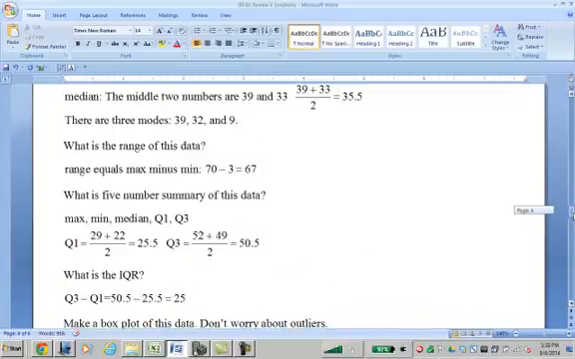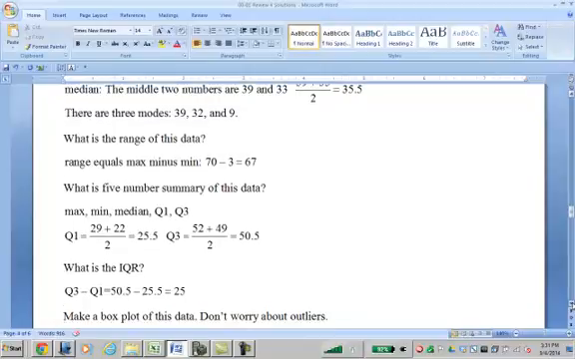What is the IQR? It's the interquartile range. Q3 minus Q1. Okay, 50.5 minus 25.5, so the IQR is 25.